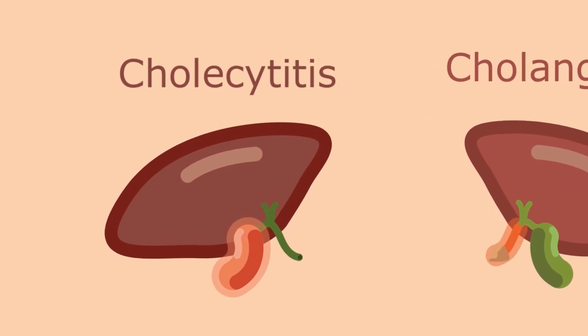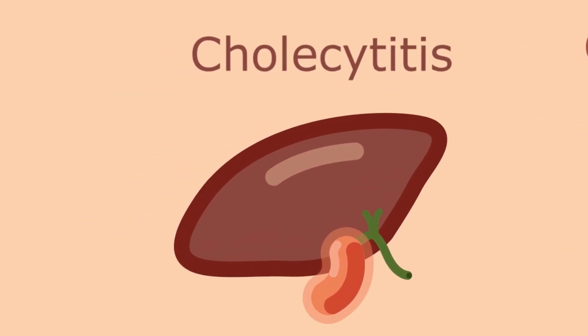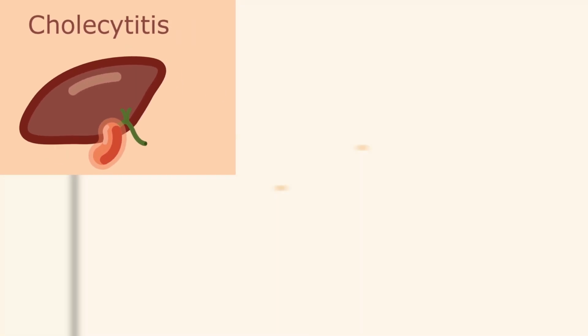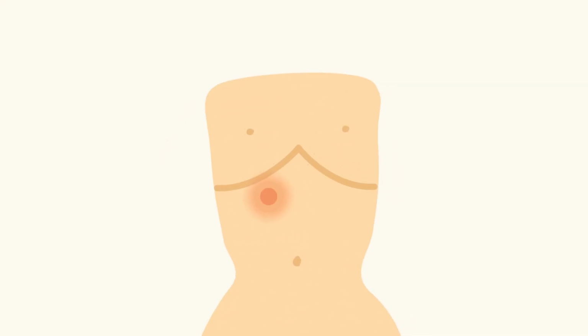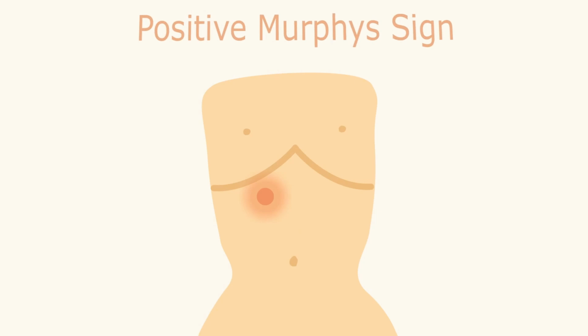Now back to cholecystitis. The symptoms that are usually associated with cholecystitis are pain under the right rib cage, especially when compressed, and this is what's called a positive Murphy's sign. Fever can also be a common symptom of cholecystitis.